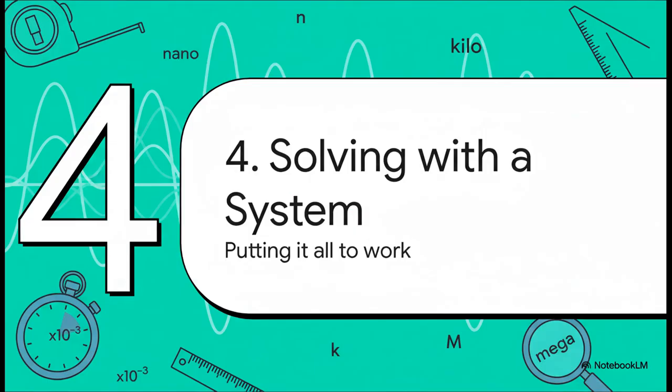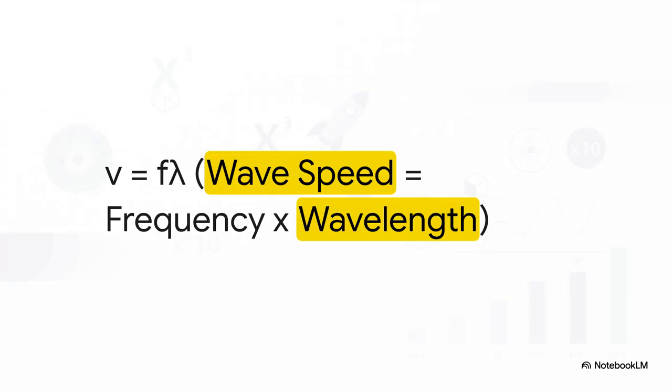All right, enough theory. Let's get our hands dirty and see how all this stuff actually works in practice. We're going to use these tools to solve a pretty common physics problem about waves. We're going to be using this classic little equation right here. Wave speed equals frequency times wavelength. It looks like a simple multiplication, but as you're about to see, there's a small twist.